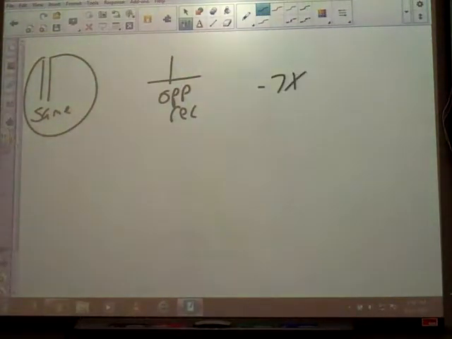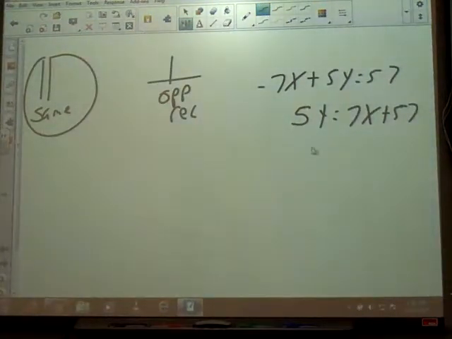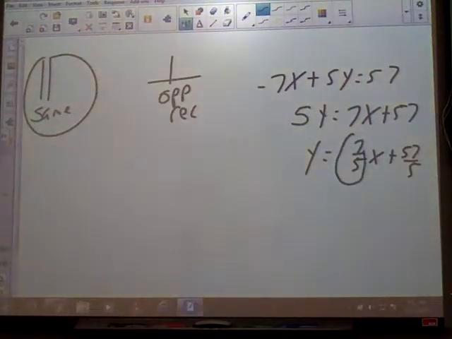So it's negative 7x plus 5y equals 57. I'm going to solve that for y to find its slope. I'm going to add 7x, 5y equals 7x plus 57. And then I'm going to divide by 5. 7 fifths x plus 57 fifths. So it's got a slope of 7 fifths. That's got to be the slope of my line. Luckily, these choices are written in slope-intercept form, so I don't have to worry about taking it back to standard form. I only see one that has the right slope. Y'all see it? It would be B, very good.